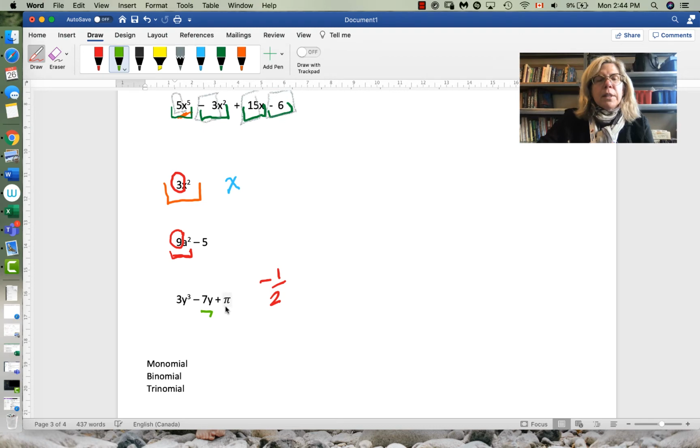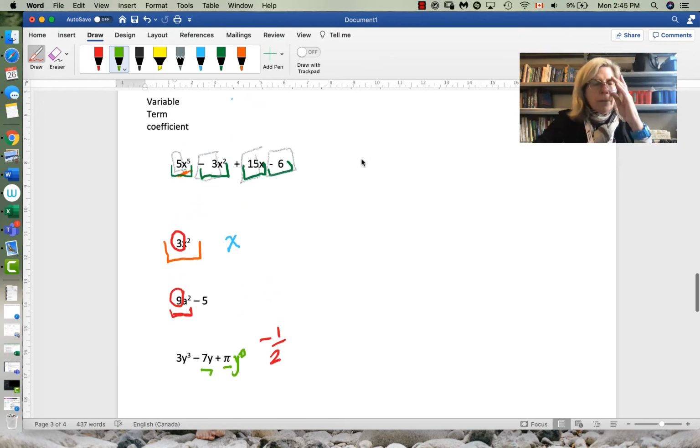And in this case, I guess you could say the coefficient is pi, because you could say this is pi y to the 0. Well, a variable to 0 is really just 1. So the y to the 0 falls off, but you still have the constant there, and it could be seen as the coefficient of y to the 0.